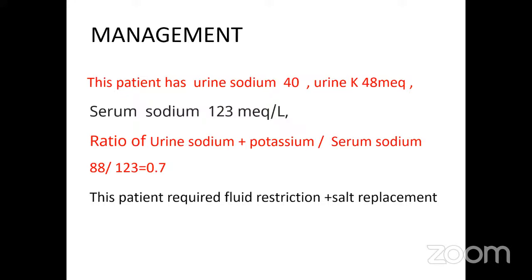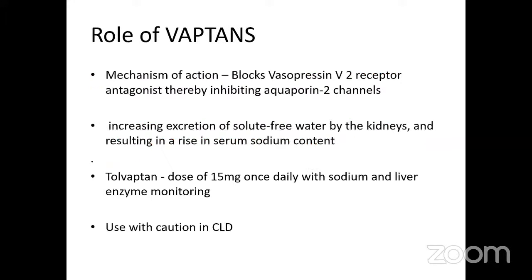The patient in question has a urine sodium of 40, potassium of 48, for a corresponding serum sodium of 123. This brings us to a ratio of 0.7. So this is neither less than 0.5 nor more than 1. So we gave this patient a little fluid restriction and also supplemented salt.